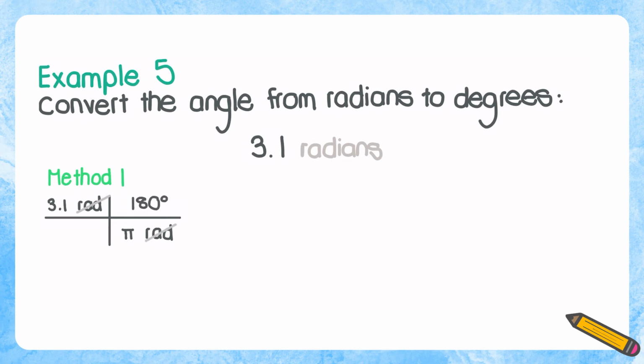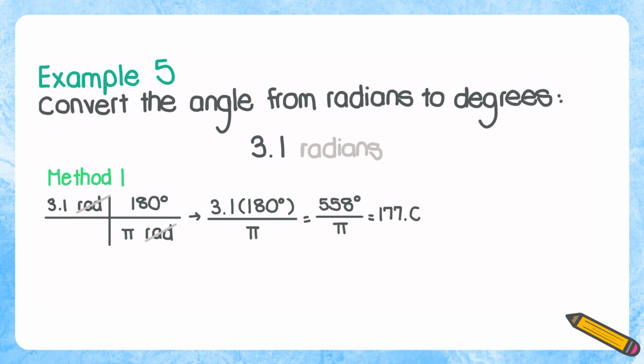Notice here the radians cancel out. So we have 3.1 times 180 degrees divided by pi. And then we use our calculator here. 3.1 times 180 degrees would be 558 degrees, and then over pi. And then again, make sure you're using the actual pi symbol when you're plugging this into the calculator.